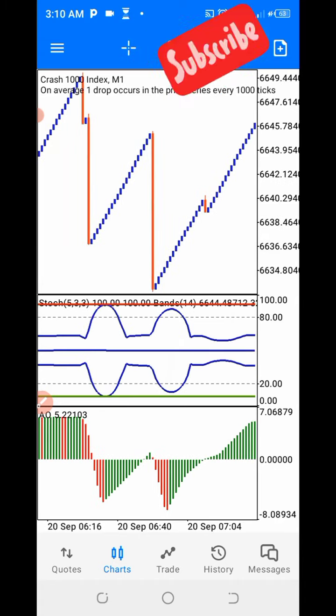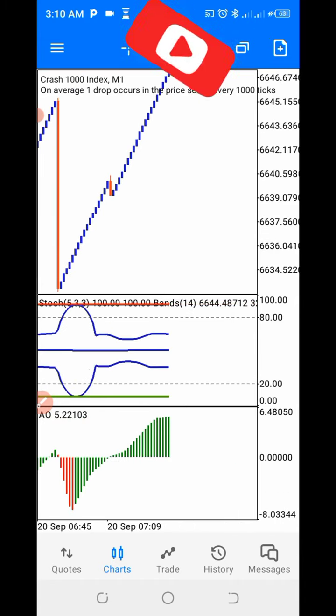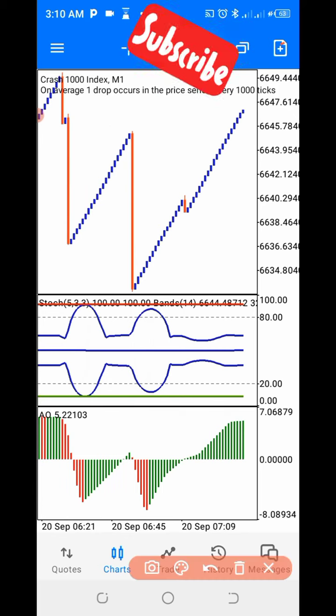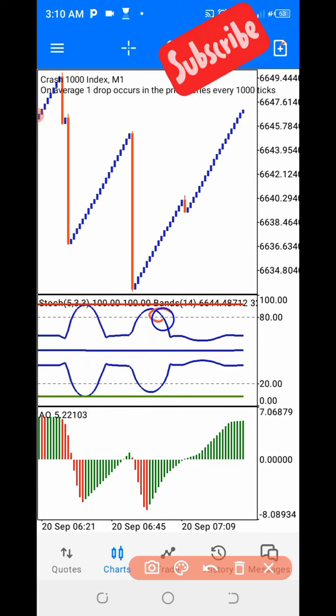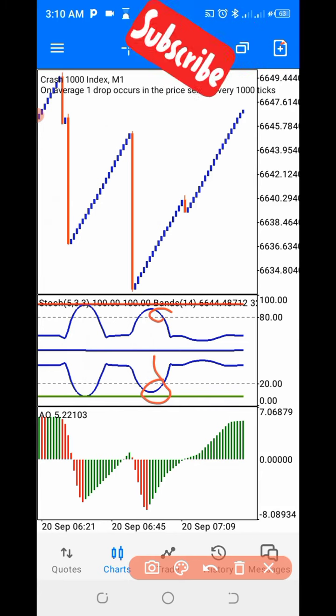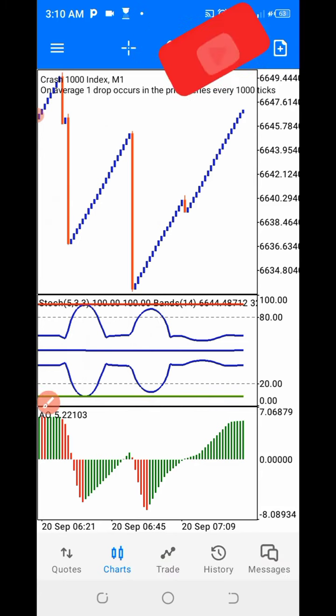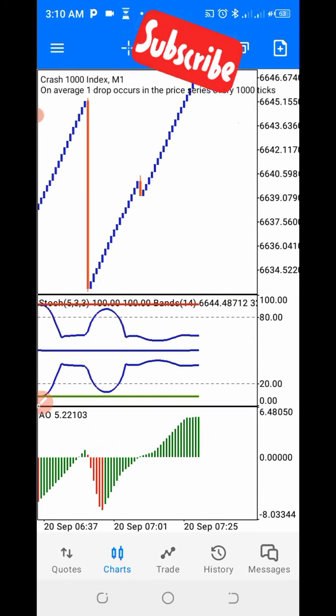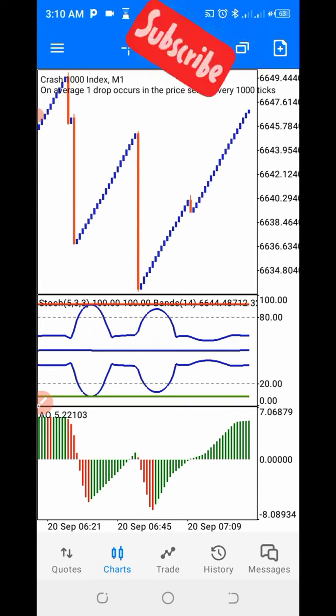In using this strategy, basically we are putting into consideration just two things, and that is our Bollinger Band and our envelope indicator. So those are the two indicators we are actually putting into consideration. So the first condition is that you need to wait for a spike.